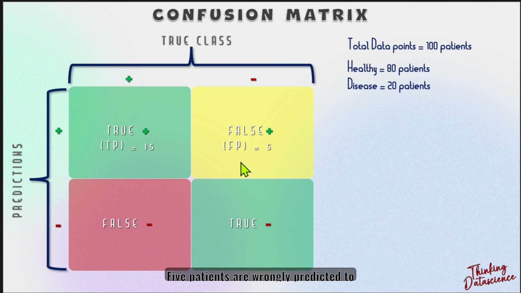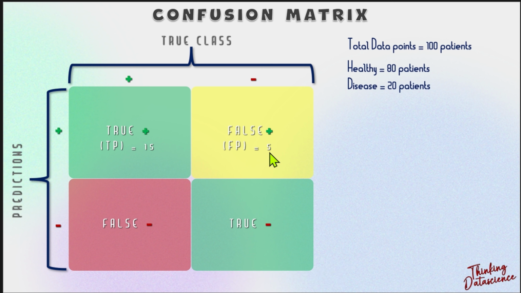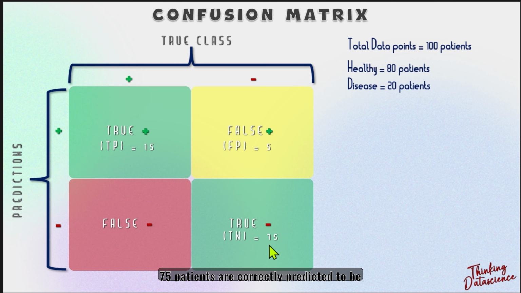5 patients are wrongly predicted to have disease. So that 5 patients are actually not having disease, but the model predicted that they have disease. So false positive, so false are wrong predictions, and positive for the predicted values, that is they have disease. 75 patients are correctly predicted to be healthy, so they will come under true negative, so true for correct prediction and negative for patient is healthy. And finally, 5 patients are wrongly predicted to be healthy, so they will come under false negative, so false for wrong prediction and negative for patient is healthy. So this is represented on confusion matrix like this.